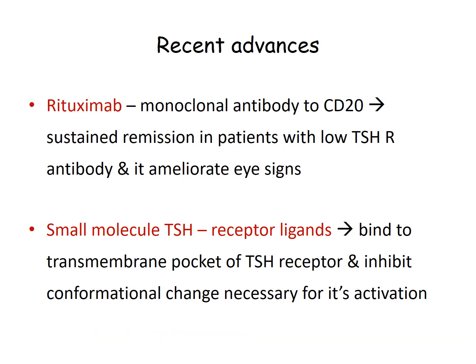And some recent advances in treatment: rituximab, a monoclonal antibody against CD20, can be used for sustained remission in patients with low TSHR antibody and to ameliorate the eye signs. So these all are some recent advances. You don't need to bother about this, but these are also advances. And a small molecule TSH receptor ligand binds to the transmembrane pockets of TSH receptors and inhibits the conformational changes necessary for its activation. So these all are recent advances. You need not worry about this, but you have to study all the other drugs and their actions.